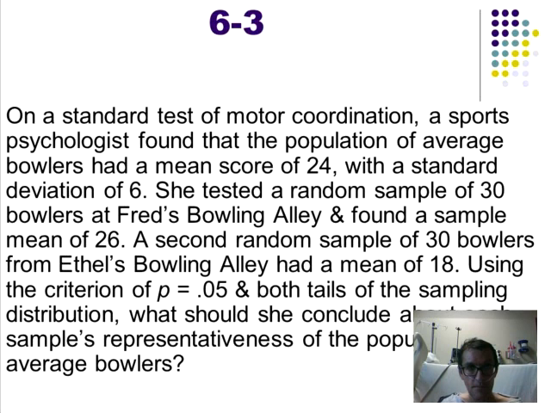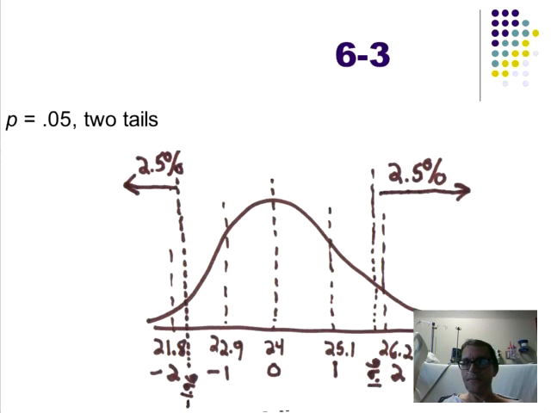So now here's the part of this problem that's going to be new for us. Using the criterion of p equals 0.05 and both tails of the sampling distribution, okay, let's take a look at that before we move any further. When it says probability equals 0.05 or probability equals 5%, these are the same statements. And then it says two tails. That's an indication that you're supposed to take that 5% and split it into two parts.